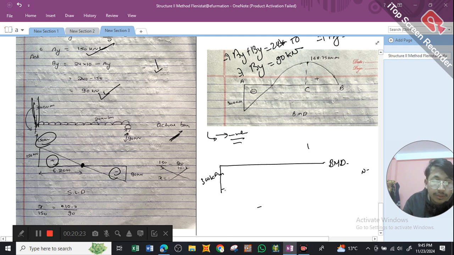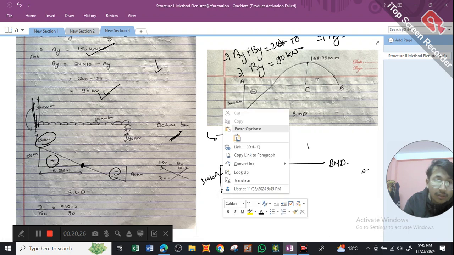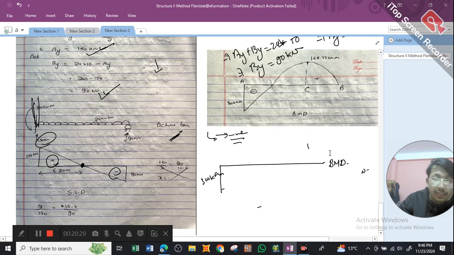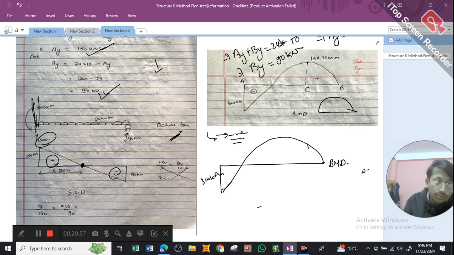Since UDL is acting over here, we need to know the simple logic for the bending moment diagram for UDL: we will have this type of diagram whenever UDL is acting. It will go on increasing in a certain way and make a certain slope in this way. Wherever the shear force is 0, the bending moment will be maximum. So at x equals 6.25 meters, the bending moment will be maximum.